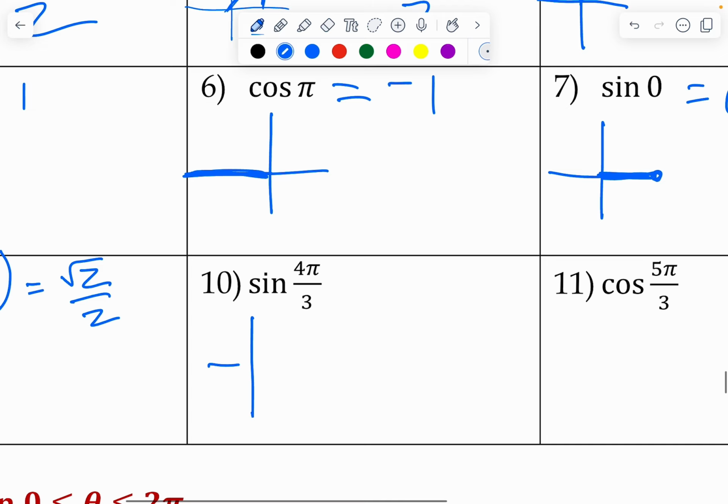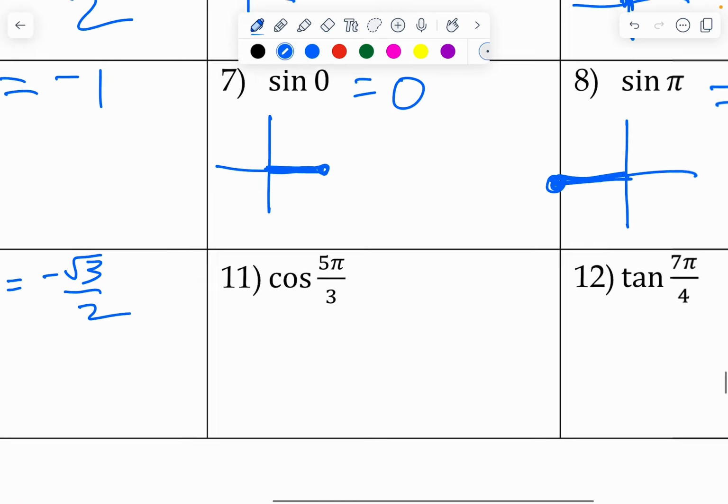Sine of 4 pi over 3 is this one. Sine is the y value. I went over a little and down a lot. So negative 1/2 would be the x value, and negative root 3 over 2 would be the y value. Negative root 3 over 2 is the correct answer.